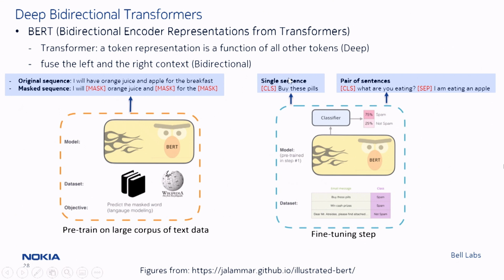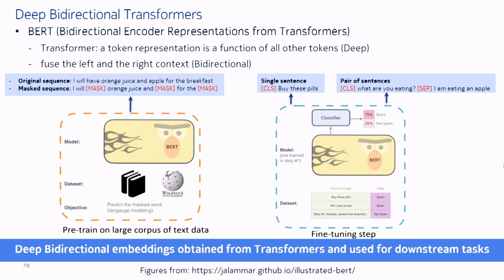Here BERT introduces the second special token, which is the CLS. The CLS is added to the beginning of the sentence so that the embedding of the CLS is considered as the embedding of the whole sequence. For the pair of sentences, BERT introduces the third special token, which is the SEP. The SEP is used to concatenate both sequences, and then it's treated as a single sequence so that the CLS token is added to the beginning. Similarly, the embedding of the CLS is considered as the embedding of the pair of sequences. So we can say that here we have deep bidirectional embeddings that are obtained from the transformers and used for the downstream tasks.